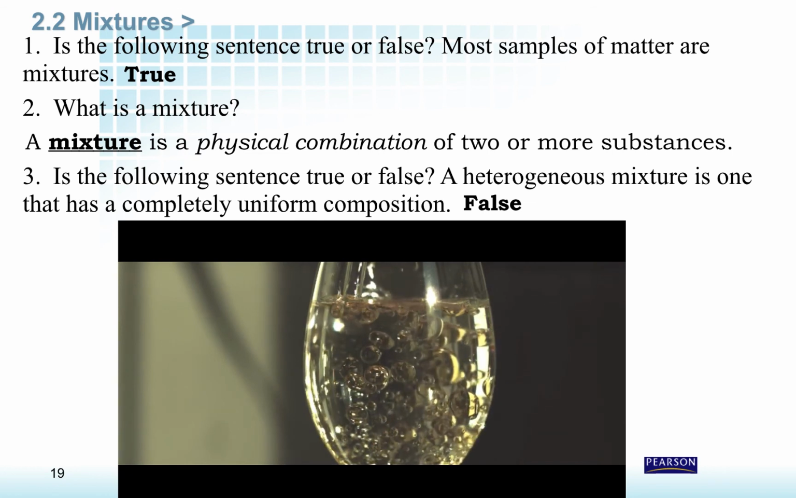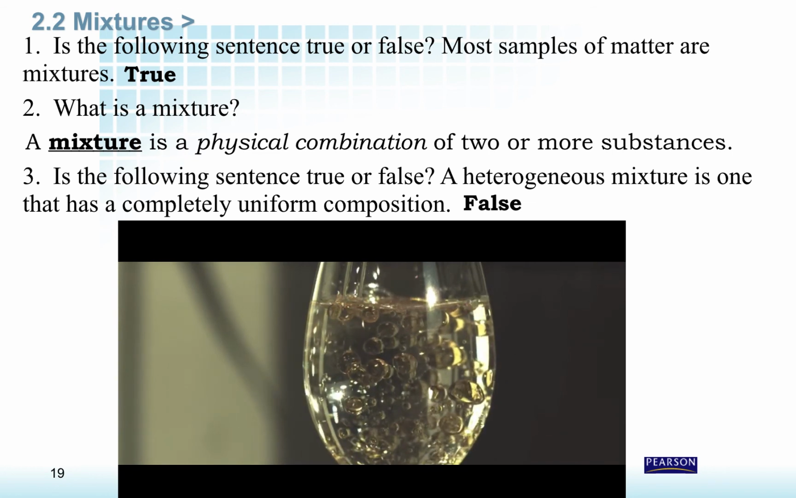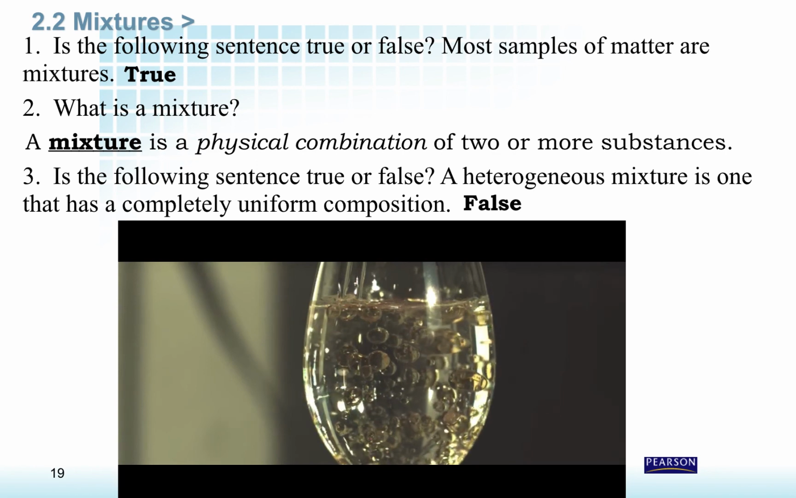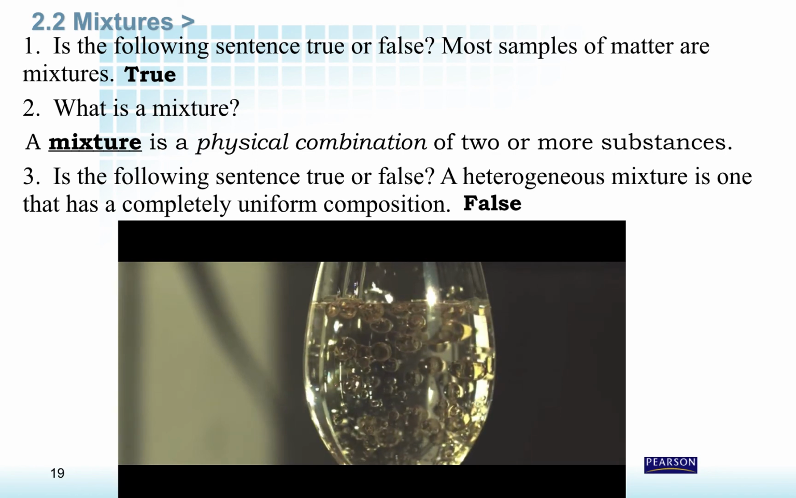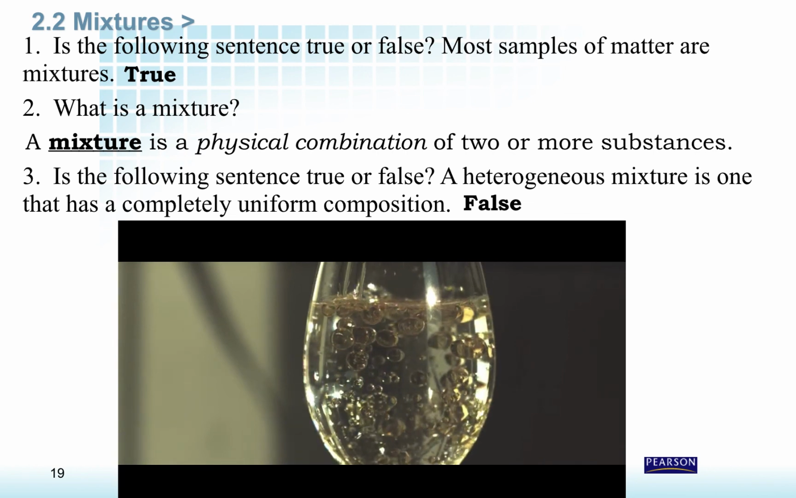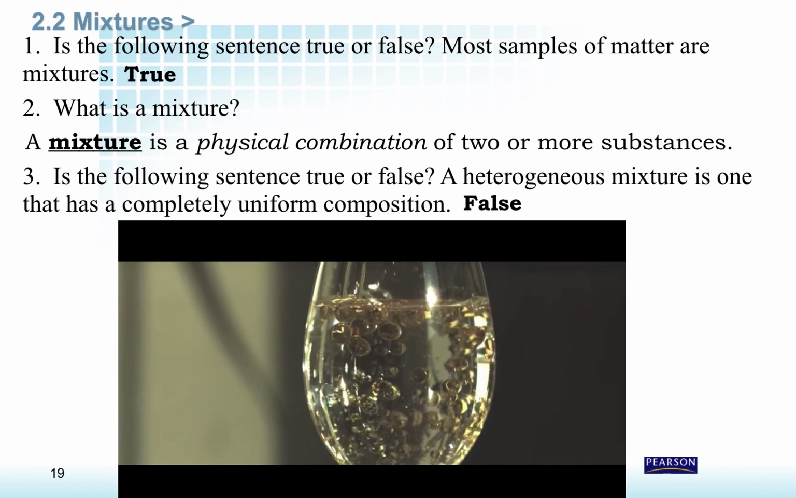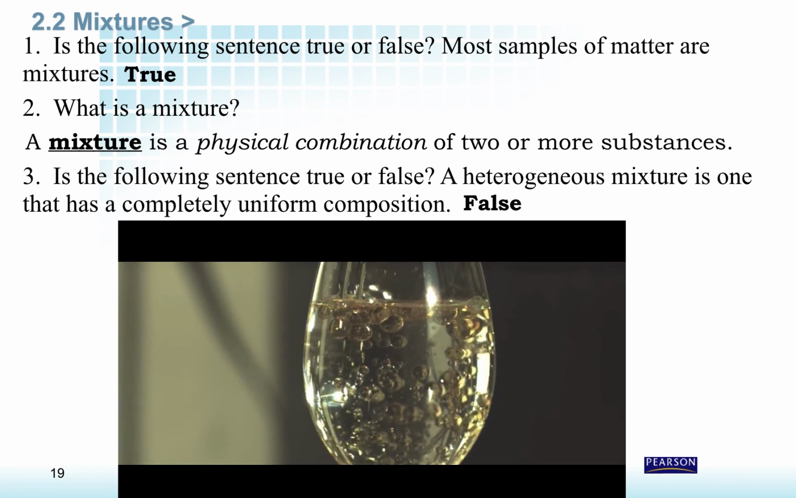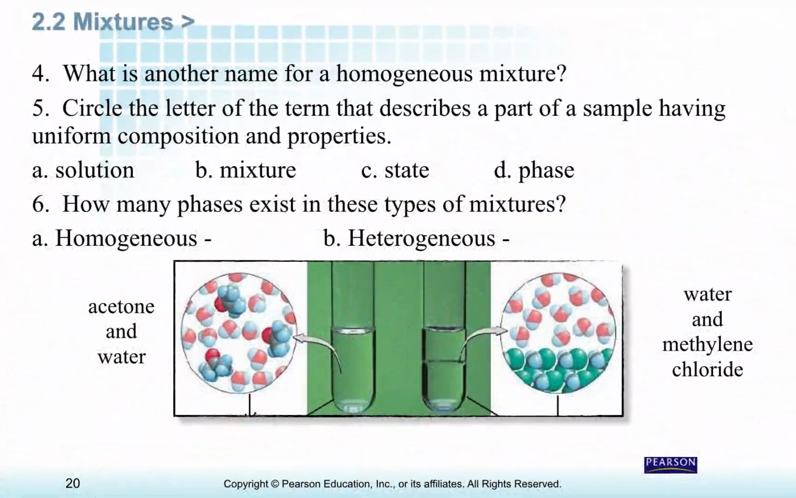And when they separate, that's called heterogeneous. And in a heterogeneous mixture, you always can see more than one thing. That means they're not uniform in composition. I can see the globules of oil and I can see the water that it's in. So that would be a heterogeneous mixture. Another name for a homogeneous mixture, we call those solutions.